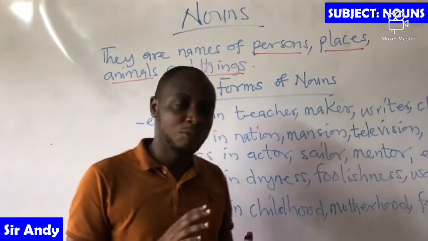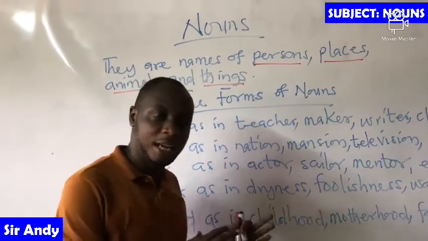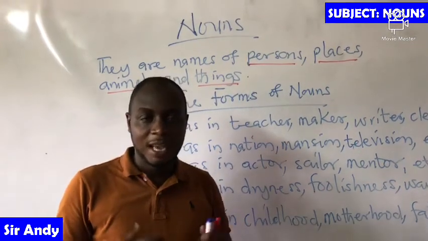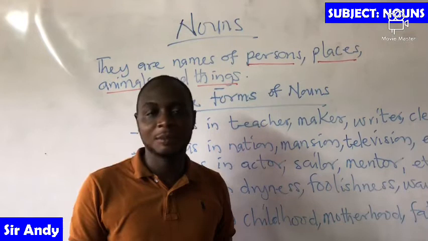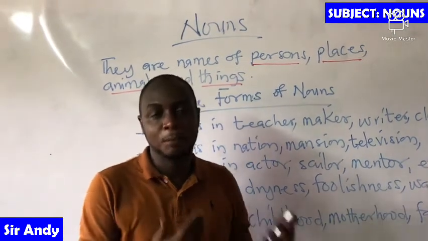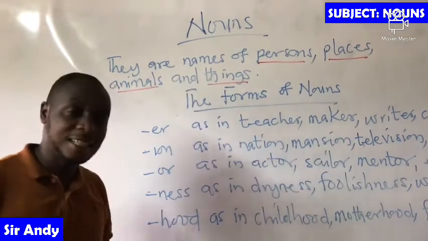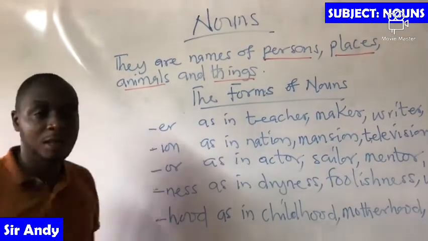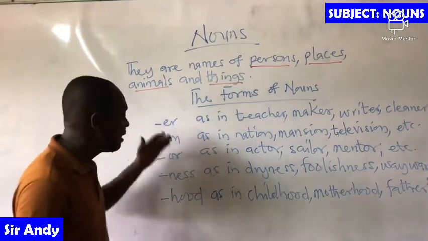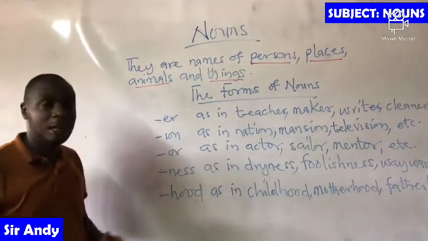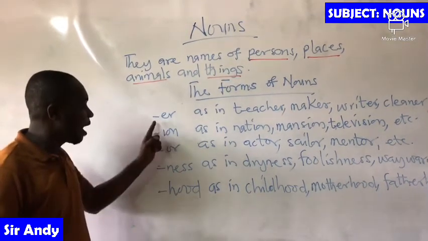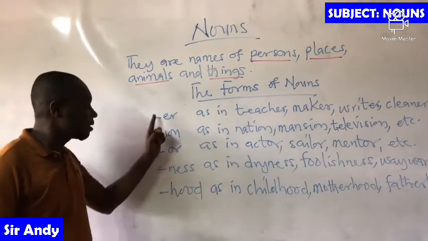And then as we've known the definition for a noun, let's take a look at how nouns can be formed. Because sometimes people become a bit confused as to how they are supposed to form nouns. So this is the simple way to know how nouns could be formed or built. And these are what we are going to take a look at. These words you see here are considered as suffixes.